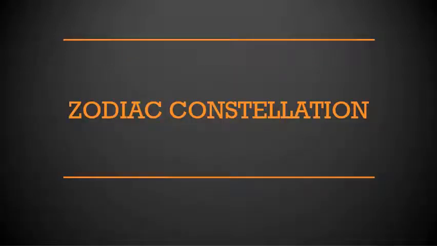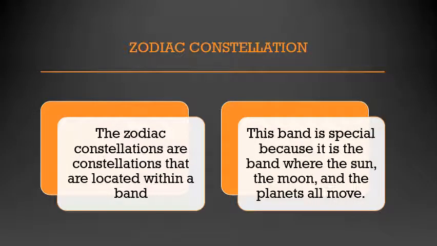Then we are going to learn about the zodiac constellations. Zodiac constellations are the constellations that are located within a band. Why are we going to learn about the zodiac constellations? This band is special because it is the band where the sun, the moon, and the planets all move. We all move in one direction, in one path, right? So these zodiac constellations are also the constellations which move in the same path.